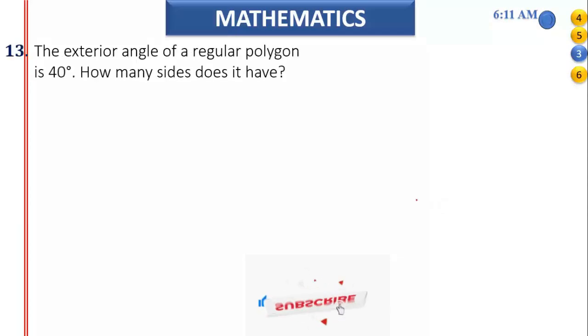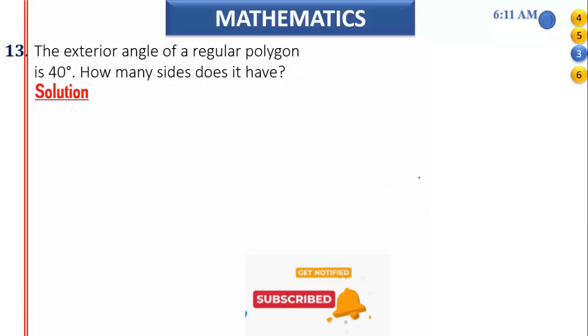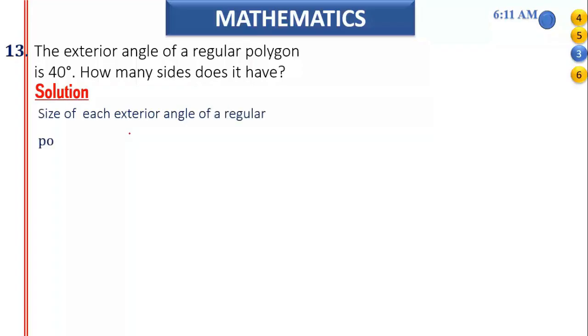The exterior angle of a regular polygon is 40 degrees. How many sides does it have? By definition, you agree with me that the sum of exterior angles is 360 degrees. Alright, so by definition too, we have derived this formula.